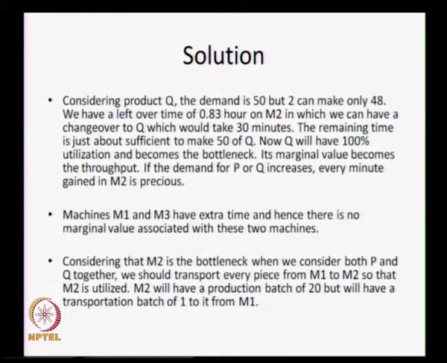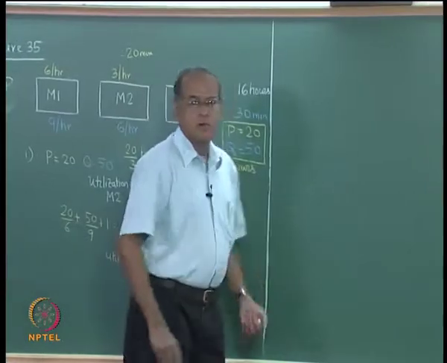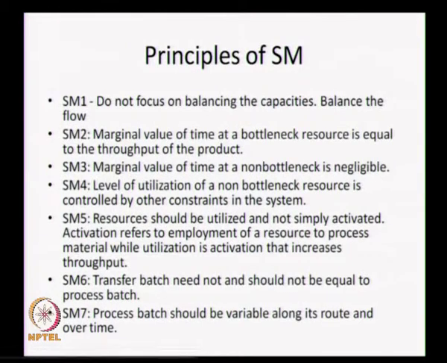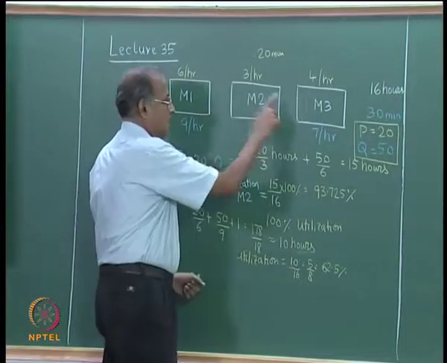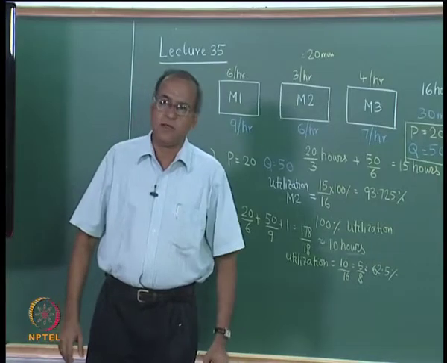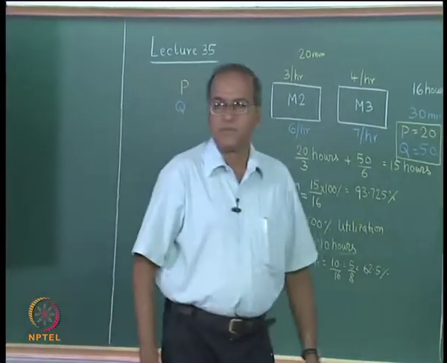Now, the next thing is we have to talk about principles 4 and 5. We have seen the level of utilization of a non-bottleneck resource is controlled by other constraints in the system, which is what we have shown here. This utilization is controlled by this. So, as far as principle 3 is concerned, increasing time on this or this does not add value, cannot increase the throughput, and therefore we do not do that.